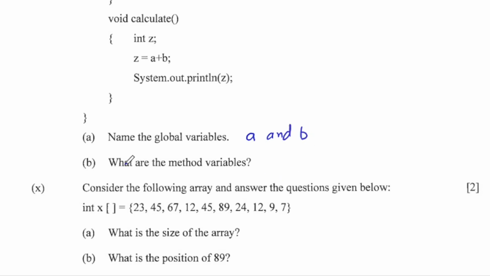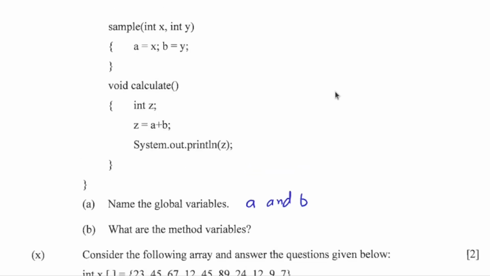And then the next question is, what are the method variables? Method variables are those variables which are declared or passed as an argument to a method, and they are only available within that method. If we notice over here, x and y are method variables, and in the second case, that is the calculate method, it is z. So the method variables are x, y, and z.